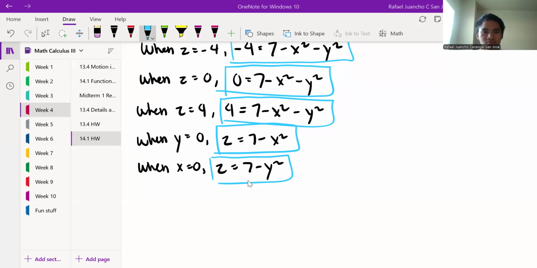And we're done. So here we're just analyzing the cross sections when I try to input values for each of my coordinates, right? Yeah, we got a nice looking graph actually. Actually, let me show the graph.